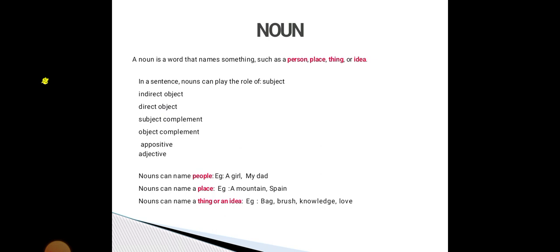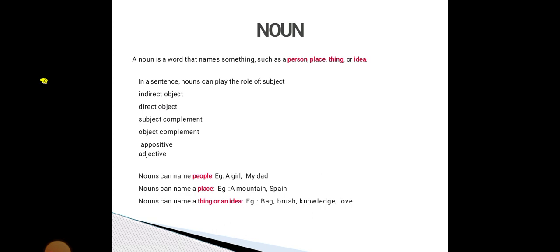Next, a noun can also name things, concepts, activities, ideas, or processes. For example, love, shots, knowledge, kindness, beauty. These all come under noun: things, concepts, activities, ideas, or processes.